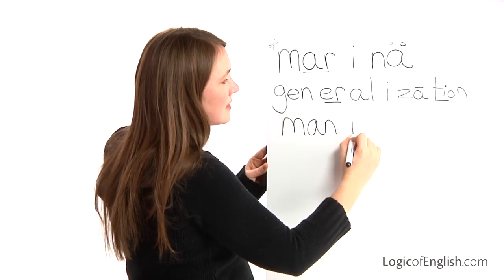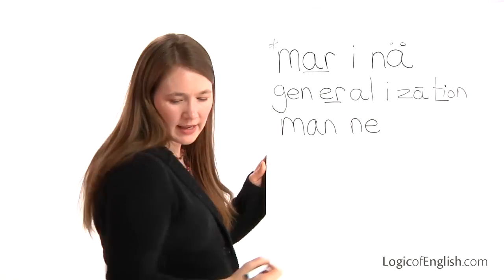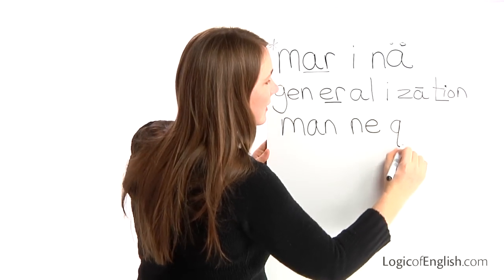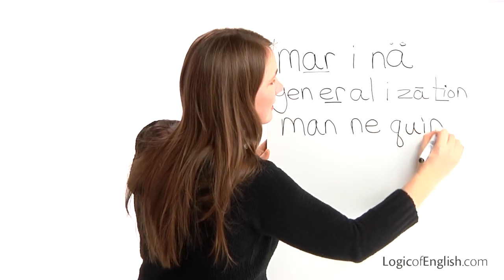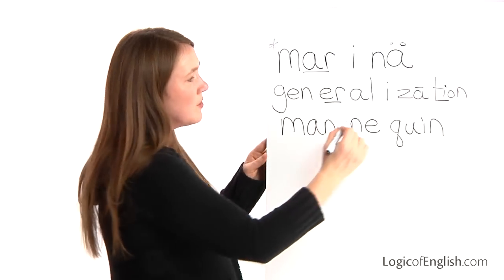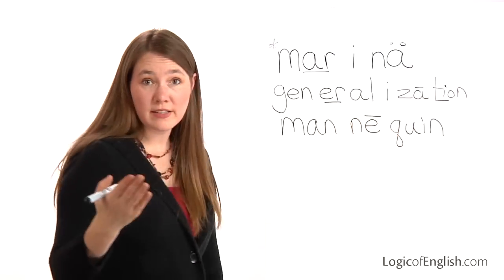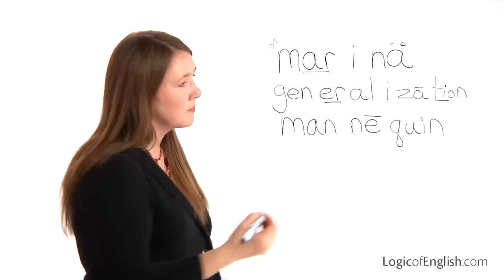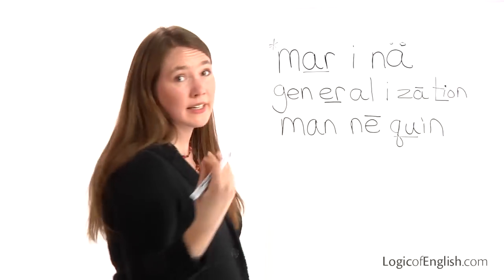A-n. Second syllable is ni, n-e. And the third syllable is kin, k-i-n. And here you have the E saying its long sound at the end of the syllable. You have QU saying k.